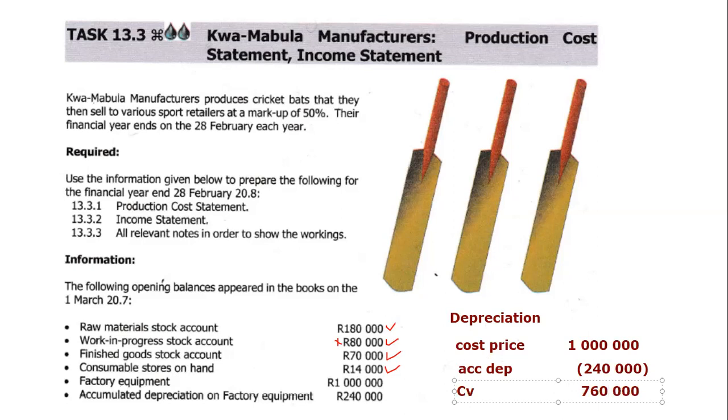760,000. And how do we calculate depreciation from that? We say our carrying value times the rate times 1. So it'll be 760,000 times the rate. The rate was 12%. And how much do we get?